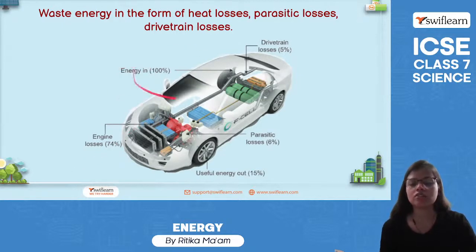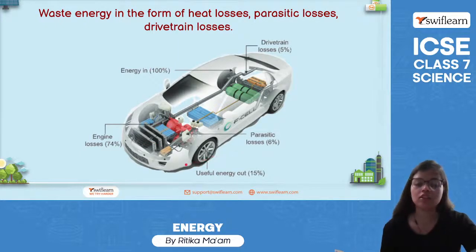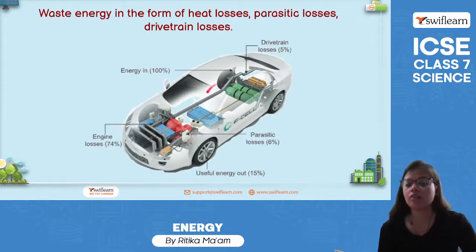If the energy is 100%, in parasitic losses we lose almost 6%. Then drivetrain losses are 5%. Engine losses are approximately 74%, and the useful energy which we get is 15%. So this is how the energy is distributed, and this is how the losses occur.